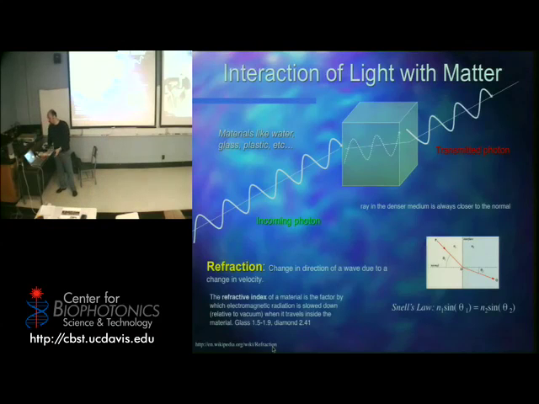So, for example, diamond has a refractive index of 2.4. What that means is that compared to air, which has a refractive index of basically 1, the light is slowed down 2.4 times compared to the speed of light in air. Glass is usually about 1.5. It depends what type of glass you have. But effectively, it looks to us like it's bending.